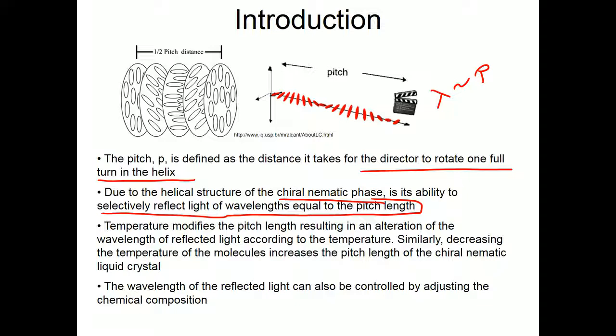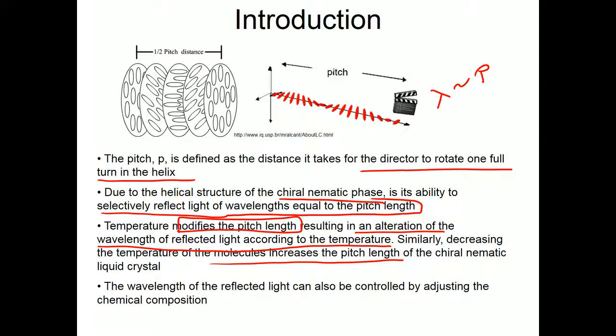Now, what happens is that when we change the temperature in such crystals, the pitch length changes. As we change the temperature, the pitch length changes, resulting in an alteration of the wavelength of the reflected light according to the temperature. So, decreasing the temperature increases the pitch length, whereas increasing the temperature decreases the pitch length. Those are the two things that happen.